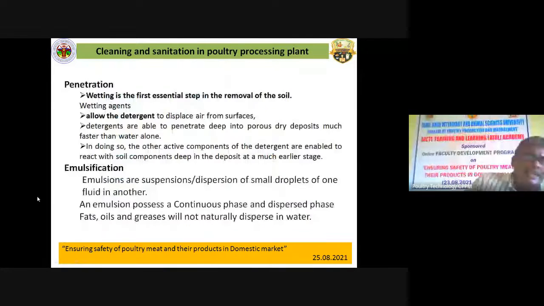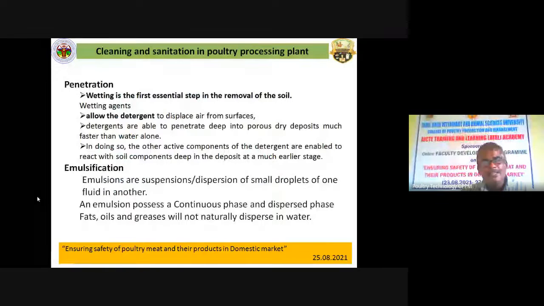Then the second physical reaction is penetration. Whichever cleaning procedure you are on, wetting is the first essential step to remove the soil. As I told you, this wetting agent or surfactant places itself between the soil and the surface.